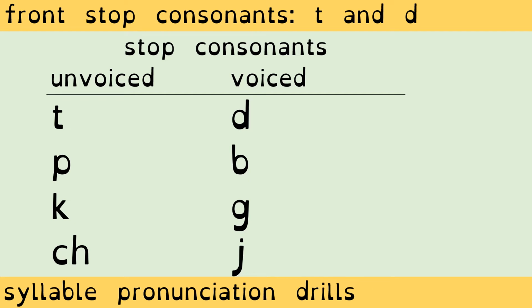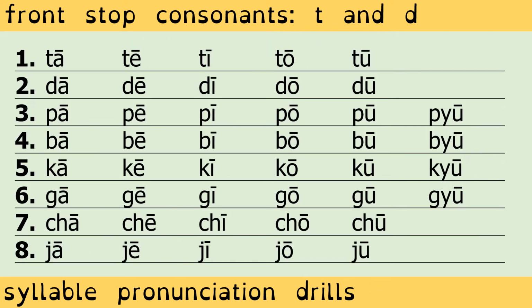Now let's do some practice drills. Our first drill is to turn these stop consonants into syllables. That means that we need vowels. We are going to start off with stop consonants with long vowel sounds. Try to say these syllables out loud. You can pause and restart the video when you are ready. Okay, let's go. Repeat after me.